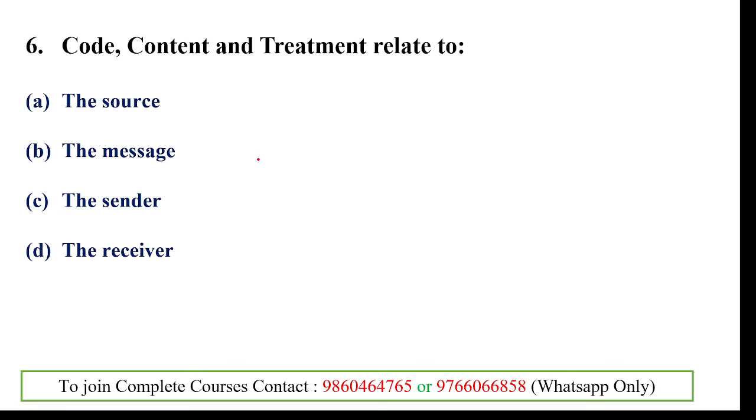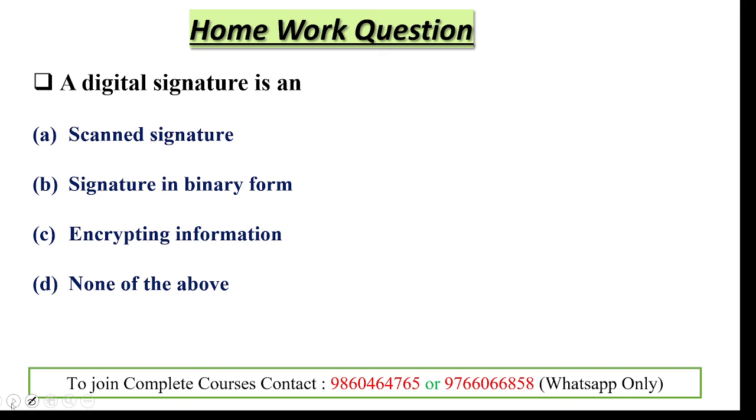In this, code, content and treatment relate to which component? Okay, you can see code, content and treatment come under one particular component that was discussed or given by Berlo. So the source, the message, the sender, the receiver: in which component will the given code, content, treatment come? Okay, so you must give the answer in the comment box. Clear?